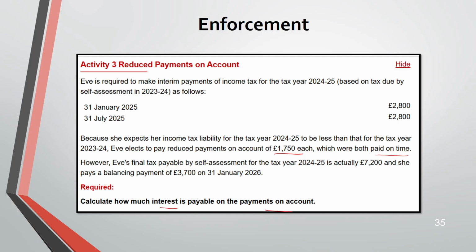However, the final tax assessment is actually 7,200. Your final tax is more. And she pays a balancing payment of 3,700 on this date. So you have to calculate the interest payable, which is interest payable for the payment on accounts. Let us do that.